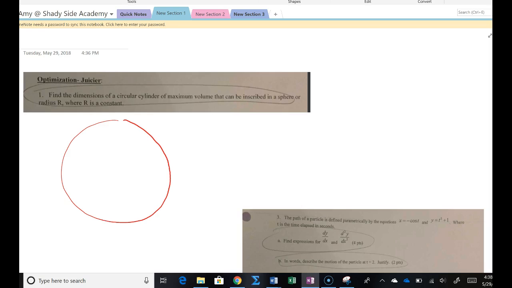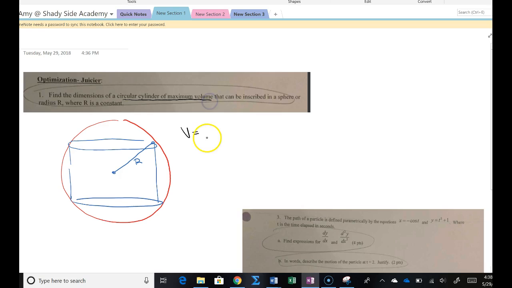The dimensions of a circular cylinder of max volume that can be inscribed in a sphere of radius R, where R is a constant, okay? So I'm putting the sphere in here, and we know that the radius of the sphere is some constant R, okay? And you know that the volume of a cylinder is pi r squared h, right?